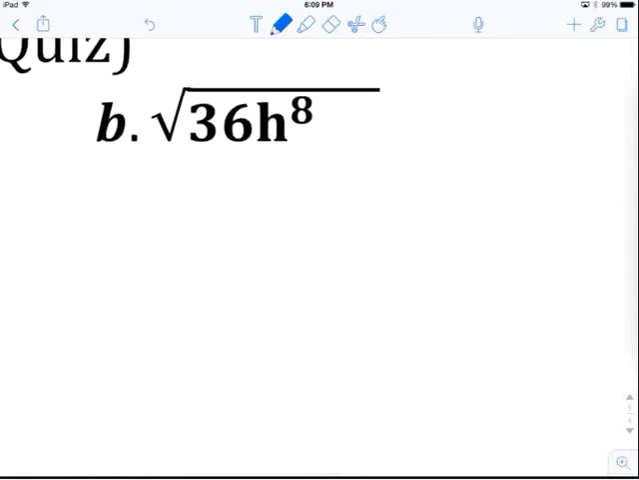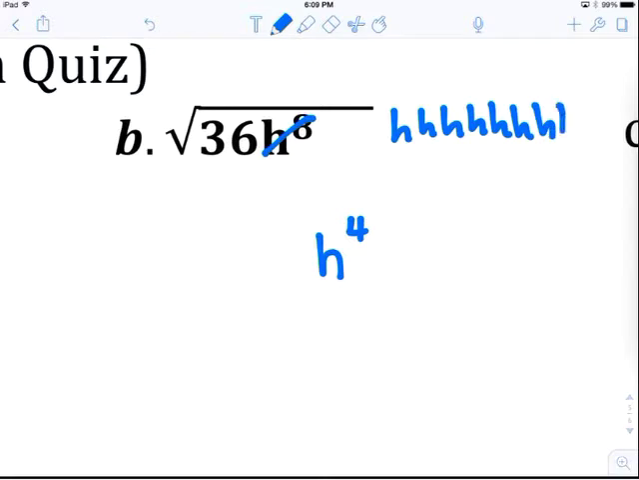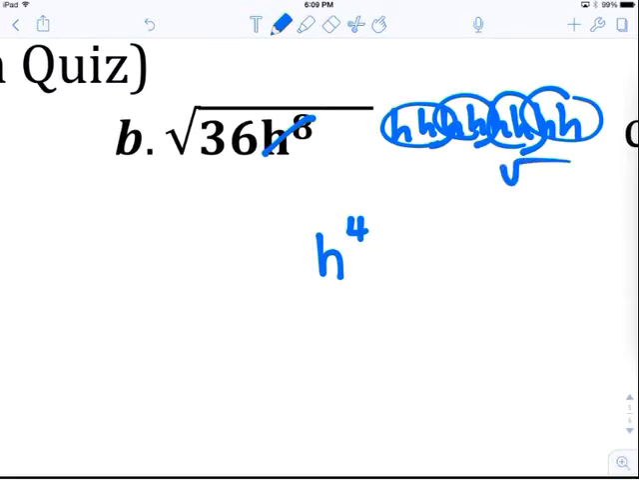This one here, h to the 8th, it's h to the 4th. You get 4 groups. 1, 2, 3, 4, none left over, so the radical's empty. 36 is 6 times 6.